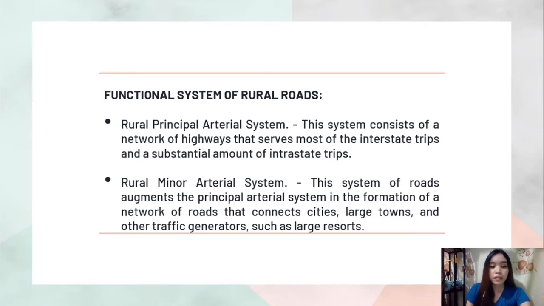The next is the rural minor arterial system. This system of roads augments the principal arterial system in the formation of a network of roads that connects cities, large towns, and other traffic generators such as large resorts. Travel speeds on these roads are relatively high with minimum interference to through movement.